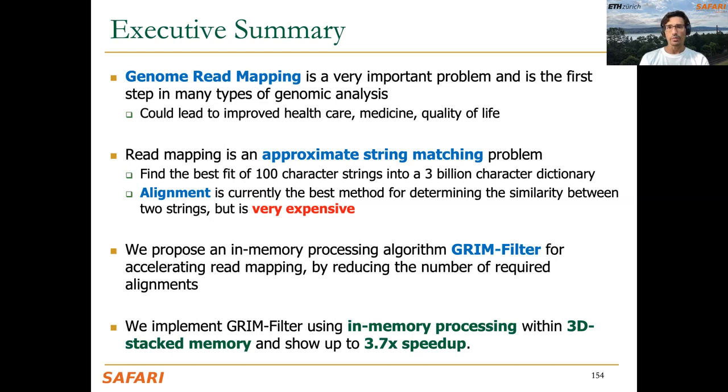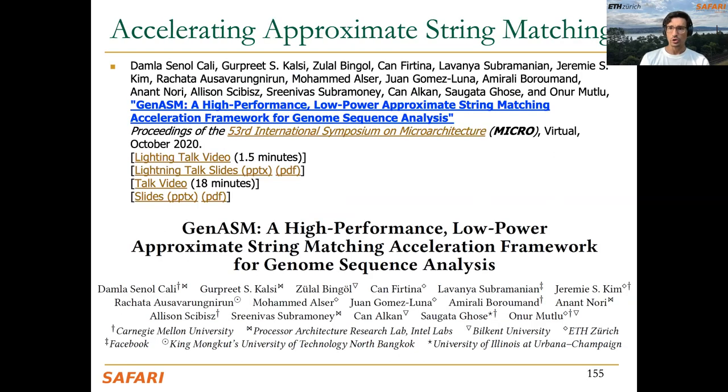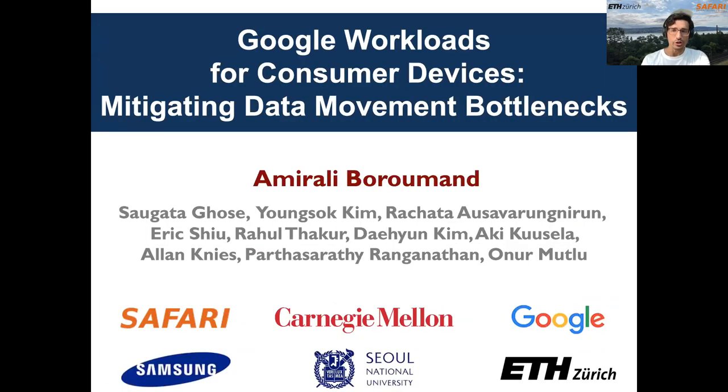can accelerate the filtering operation by 3.7 times speed up. Another work related to genome sequence analysis, also near the memory, is GenASM, which proposes a new algorithm to do genome alignment or sequence alignment, and also an efficient accelerator that takes advantage of the new approach. But there are also other interesting workloads in the bioinformatics or genomics field.